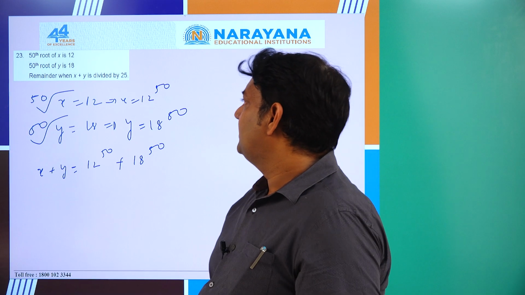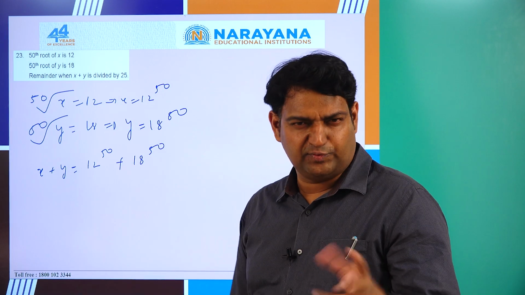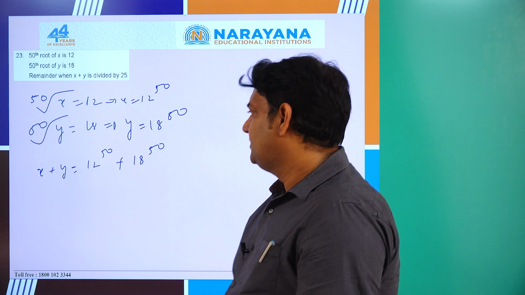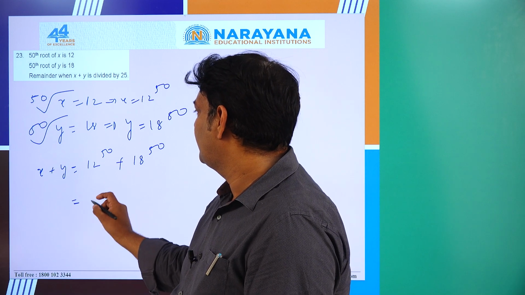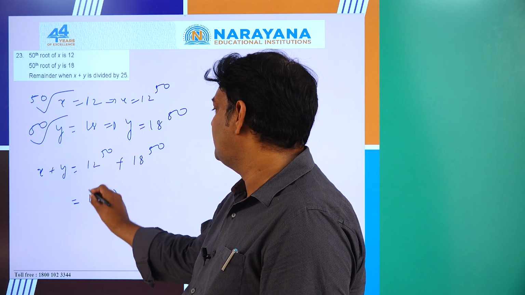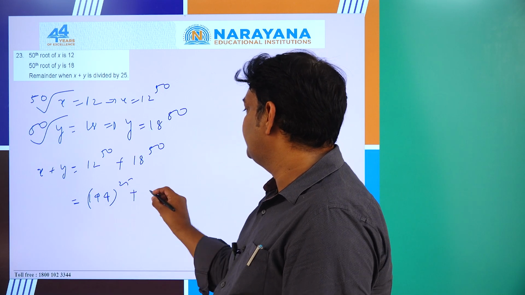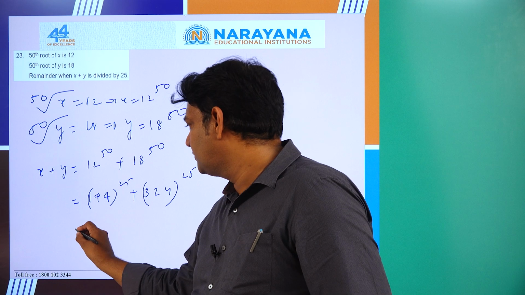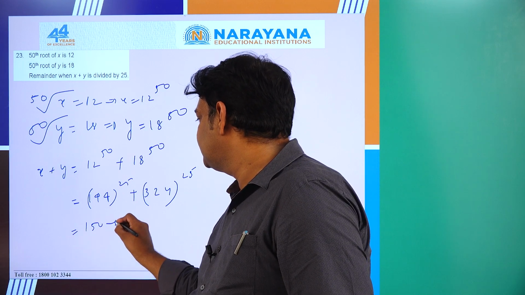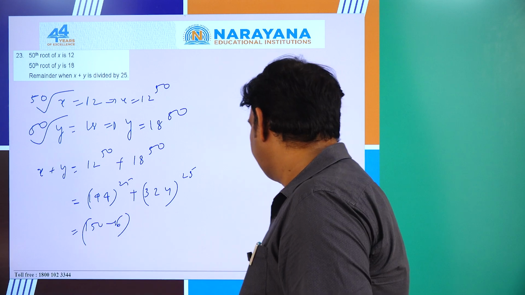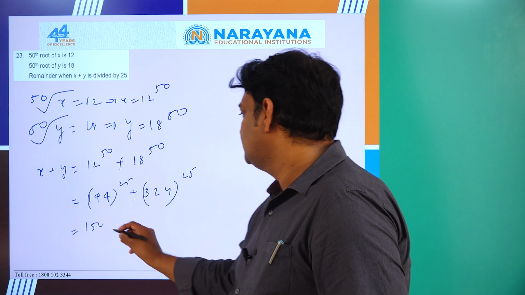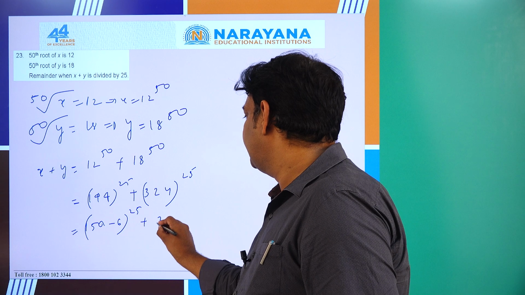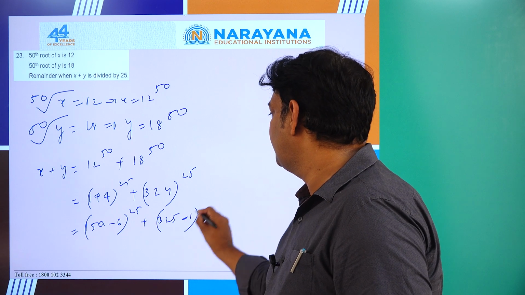So we need the remainder when this is divided by 25, so 25 means we will take the multiples of 5 or multiples of 25 nearby, plus minus 1, we will try to write. 12 square how much? 144. Can I write this as 144 power 25, and 18 square how much? 324 whole power 25. 144 I can write as 150 minus 6 whole power 25. And this we can write as 325 minus 1 whole power 25.